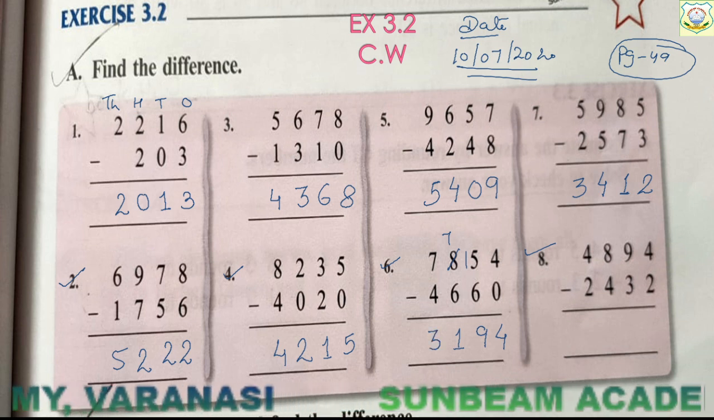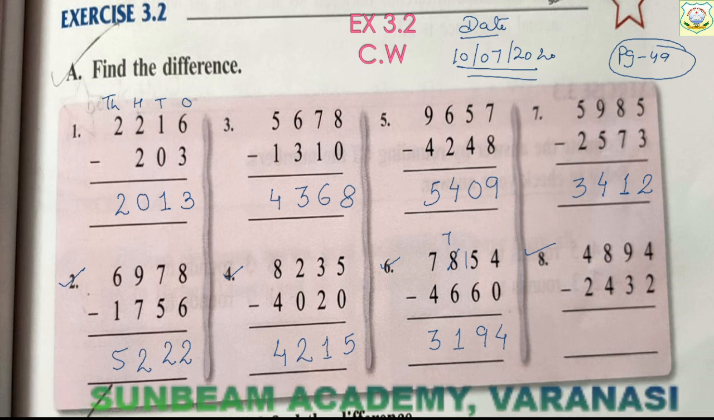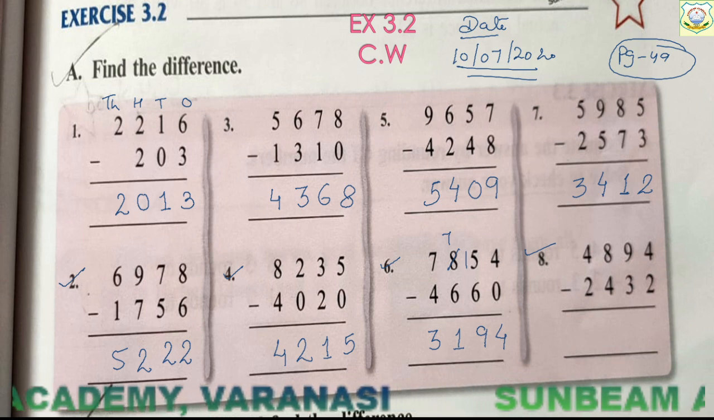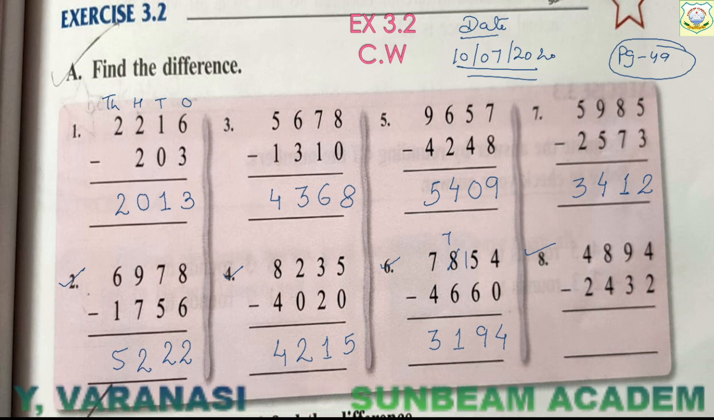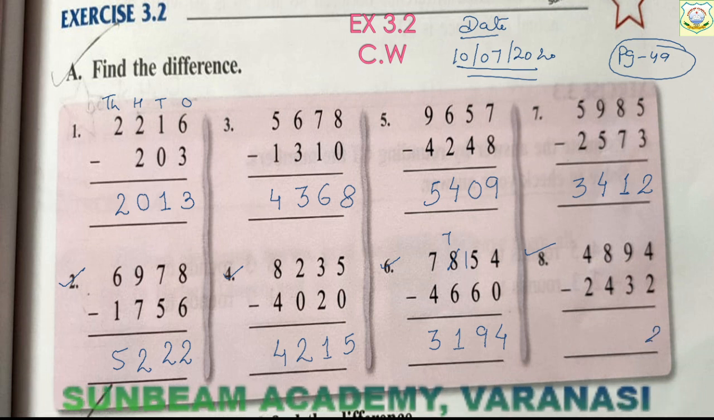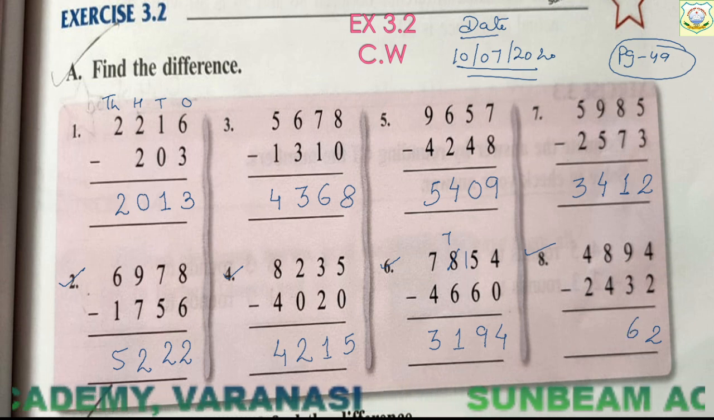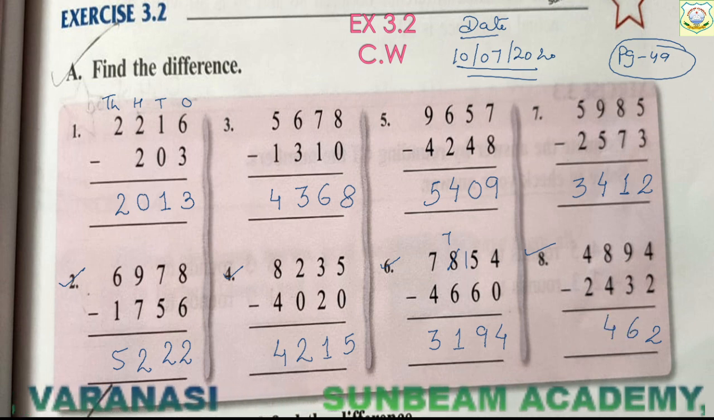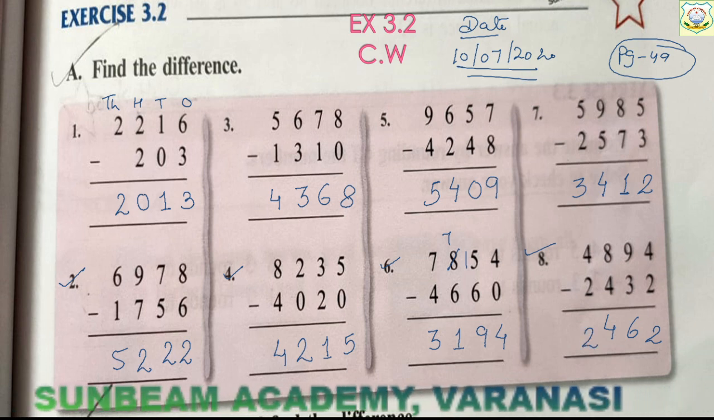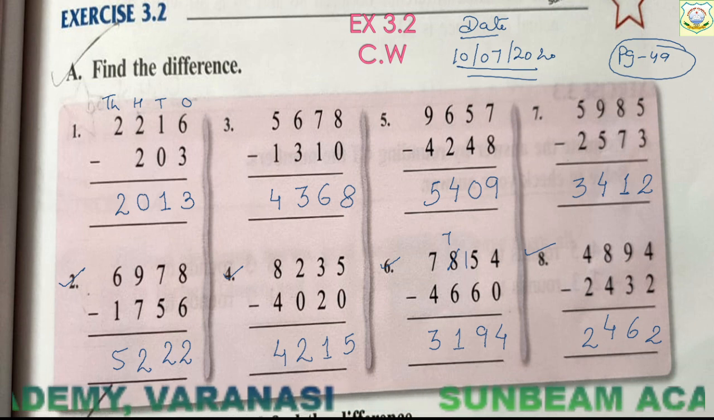Okay. Now the last one. 4,894 minus 2,432. So 4 minus 2 is 2. 9 minus 3 is 6. 8 minus 4 is 4. And then 4 minus 2 is 2. Now all of you do it and check that you have done it correctly or not.